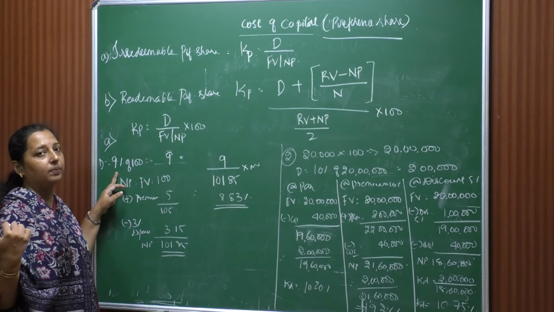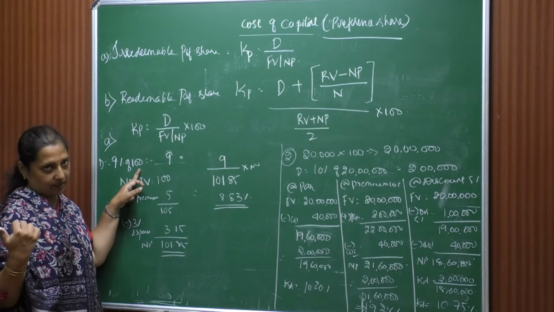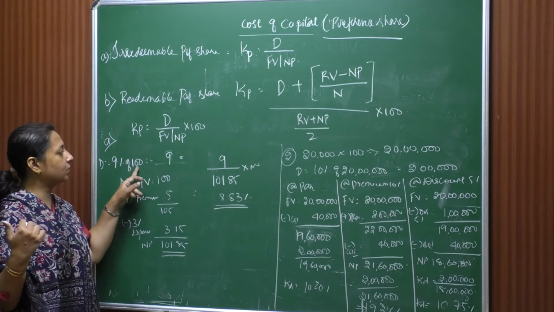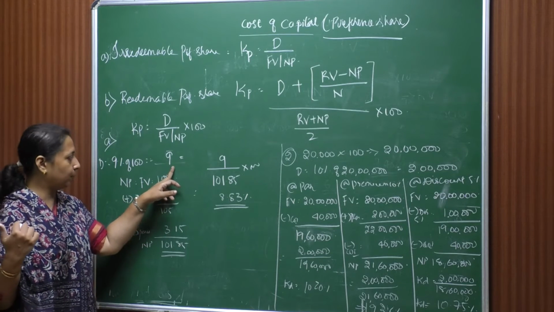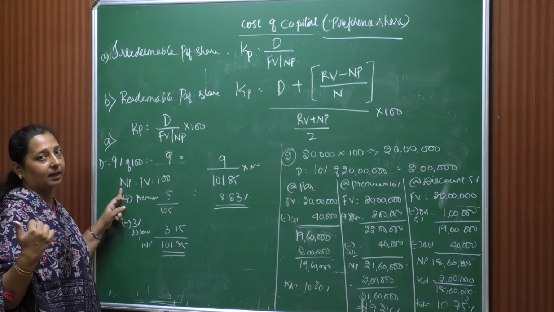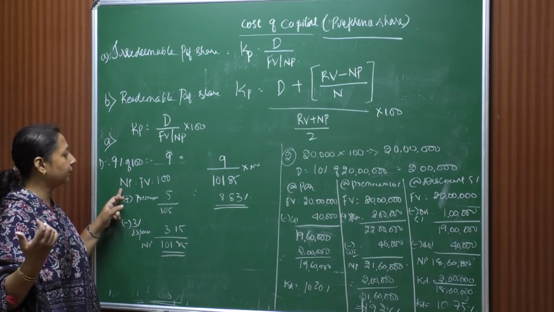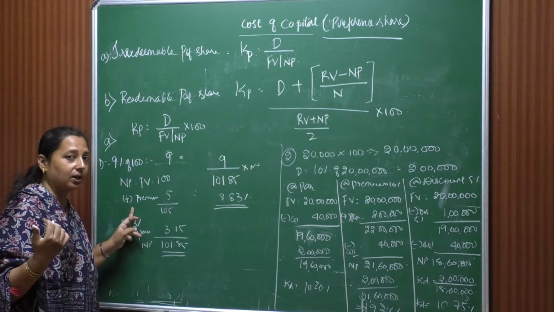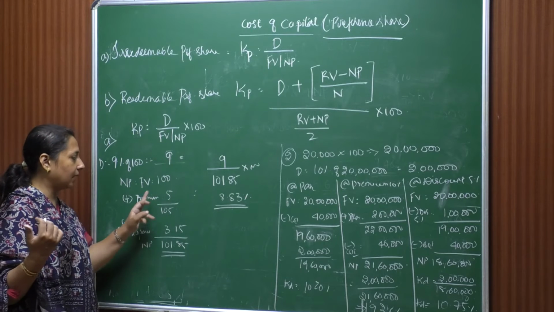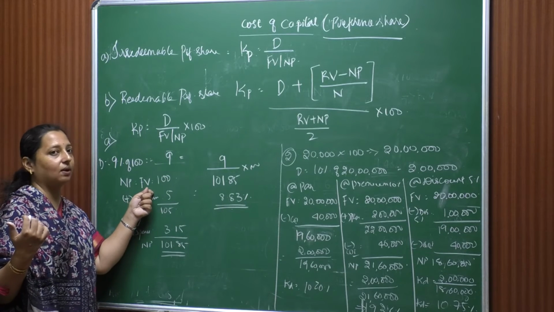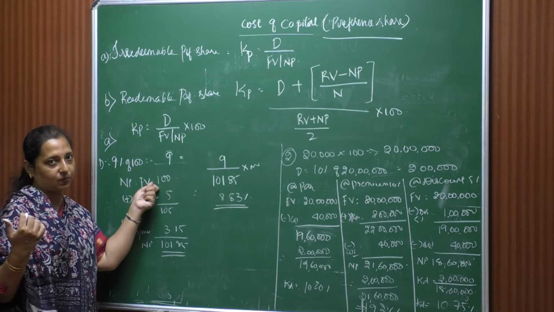According to this problem, the face value is 100 rupees. 9% of 100 rupees will give you 9 rupees. Second, we need to calculate net proceeds because we have certain expenses. The face value is 100, and we are issuing at a premium. Make a note of it: any expenses or premium should be calculated on the face value.